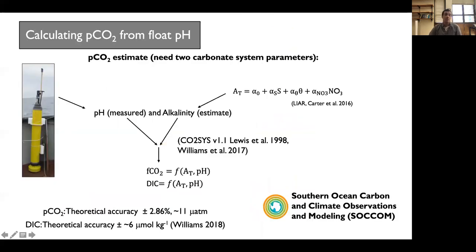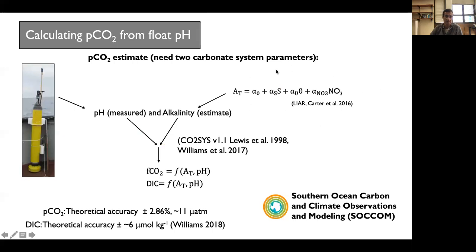So now I mentioned that the floats measure pH. That doesn't get us the full carbonate system. So in order to get PCO2 or DIC, we need 2 carbonate system parameters. And so the float measures pH, and we get alkalinity from an estimate.